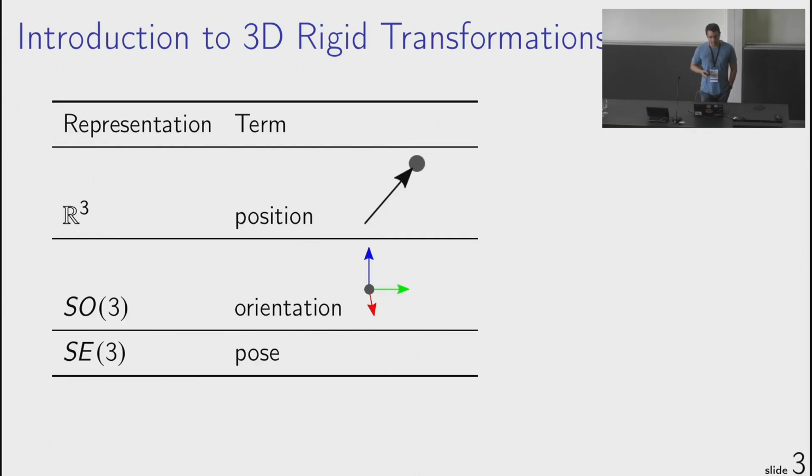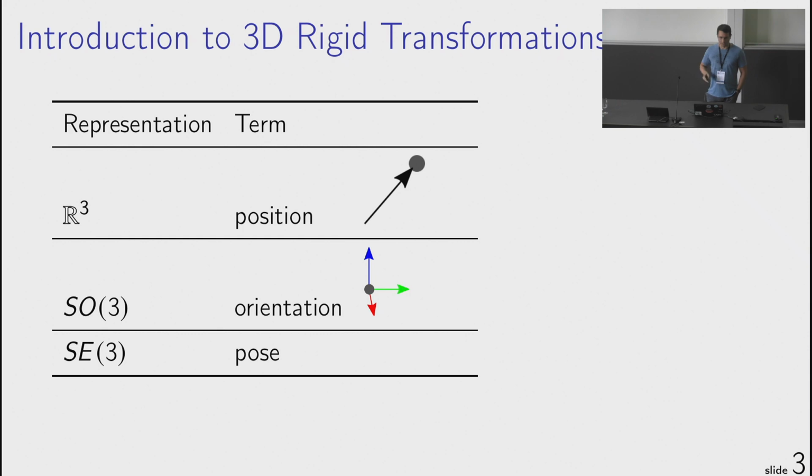But let's start with the basics. There are some basic terms that I have to explain here. You probably all know what a position is in 3D space. It's characterized by 3 numbers. An orientation is a bit more complex. It's characterized by 3 orthogonal vectors. So these are these 3 arrows here. And if you combine both, what you get is a pose.